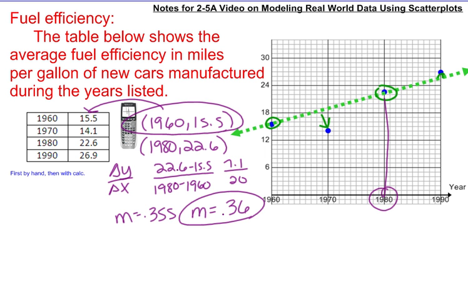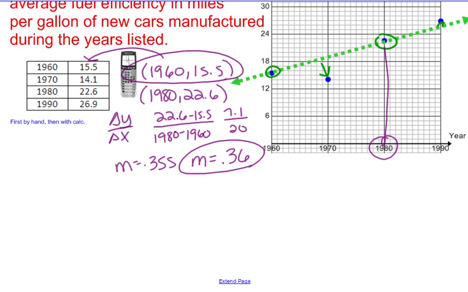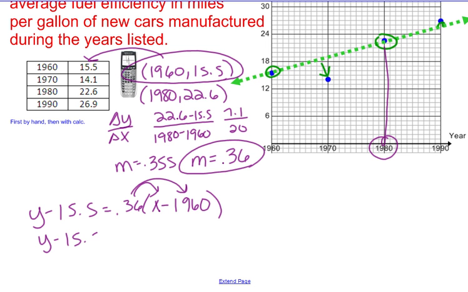I would then have y minus 15.5 equals 0.36 times x minus 1960. This is in point-slope form. They will want these in slope-intercept form. So I'm going to go ahead and distribute that 0.36. So I'd have 0.36x minus 705.6. And then to continue that, I would add 15.5 to both sides.